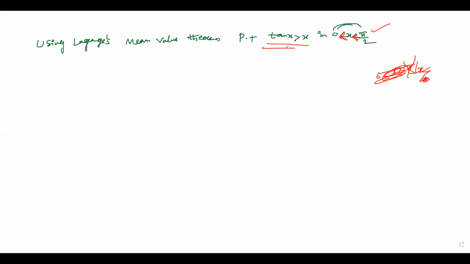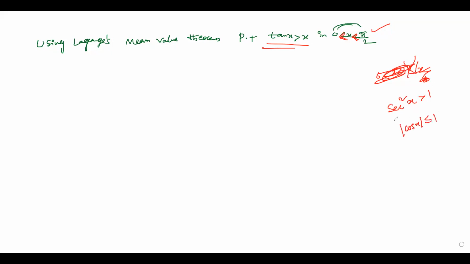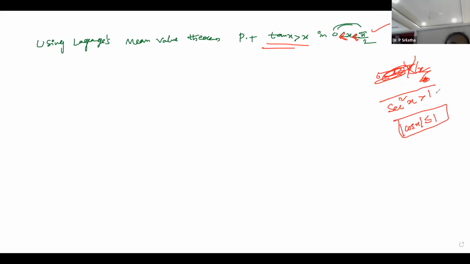No. There are many formulas. But here we have one condition, or one formula, for secant square x: secant square x is always greater than or equal to 1. Previously we used one condition. What is that condition? Modulus of cos x is less than or equal to 1. In this problem we have to use secant square x greater than 1. Use this formula.